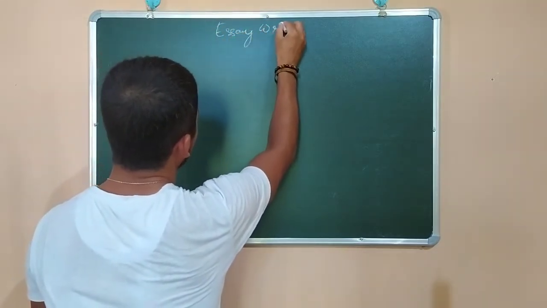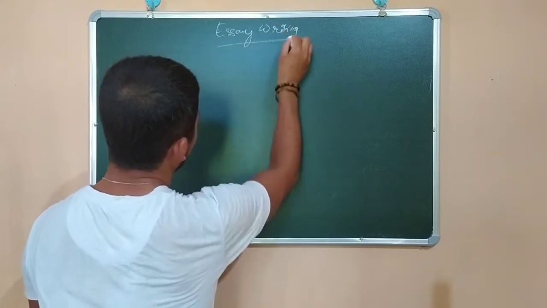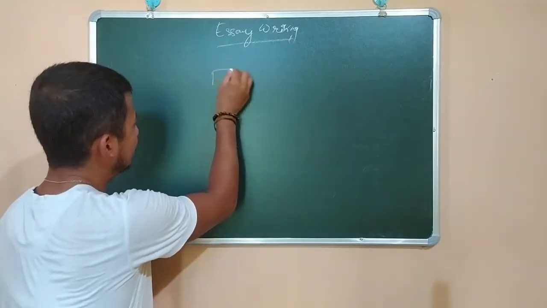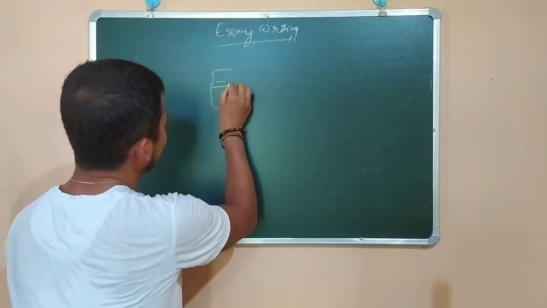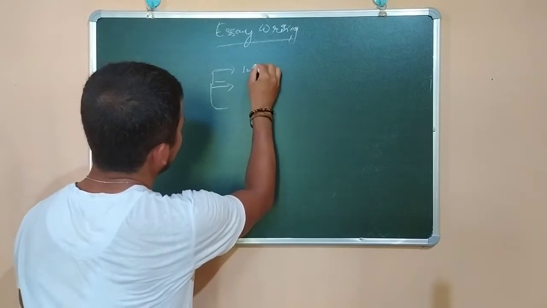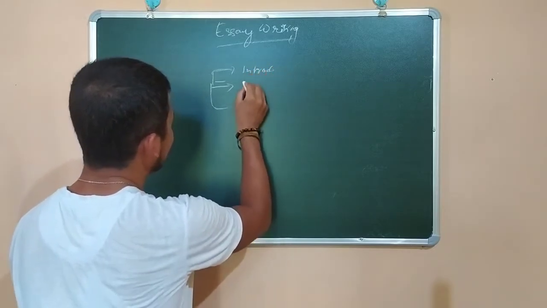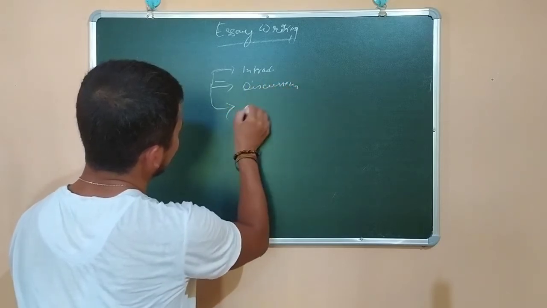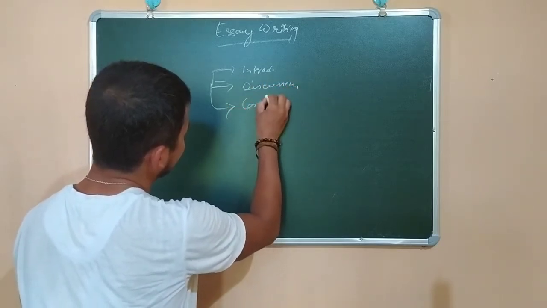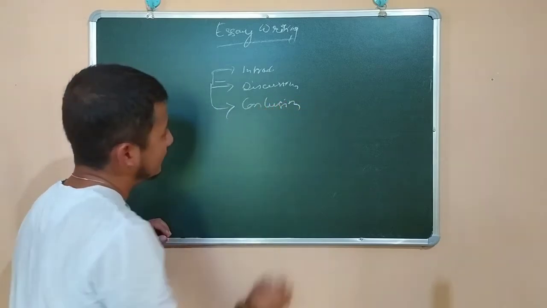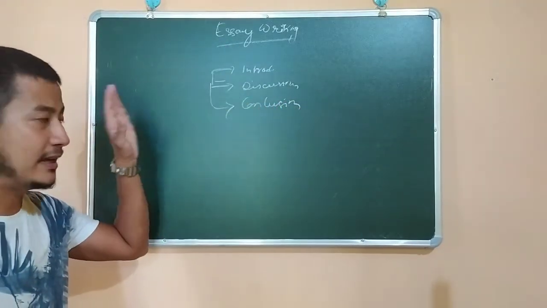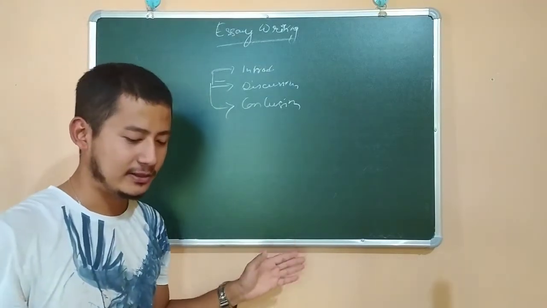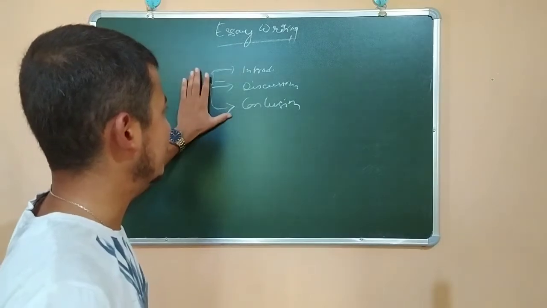Okay. So guys, the first thing that we generally know, our general understanding about essay writing, is that essay writing comprises three things: introduction, then comes discussion, then comes conclusion. Okay, so this is the general format of essay writing. And we all know that this is how we generally write essays. In our school days we used to write essays in this manner.